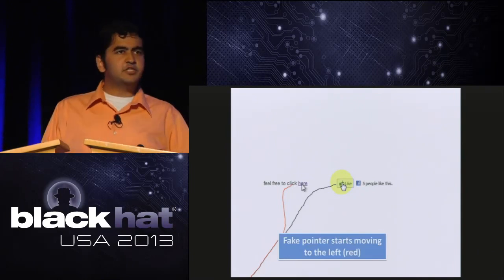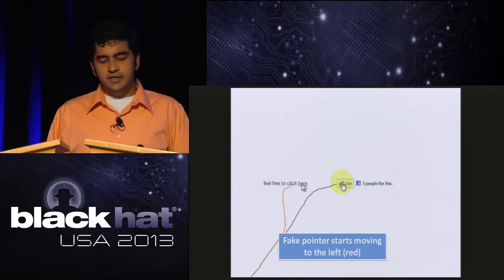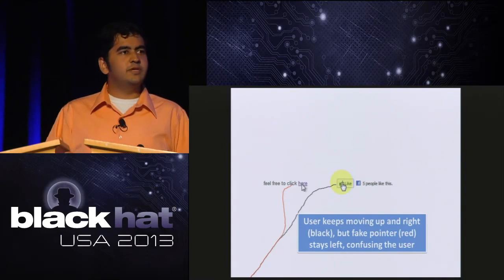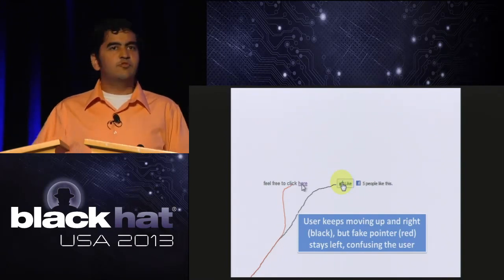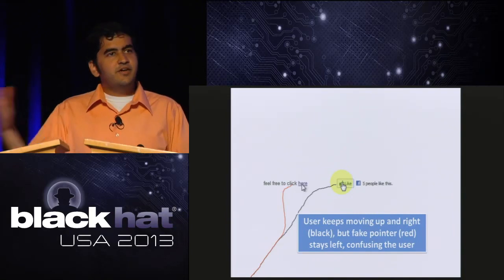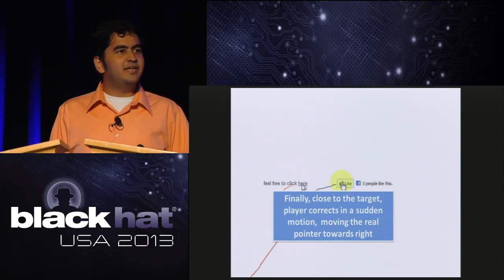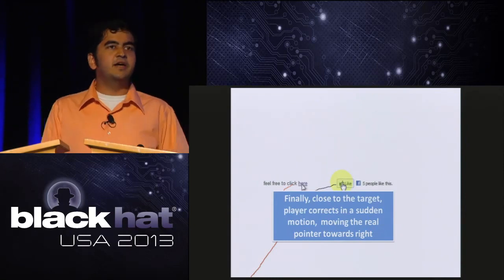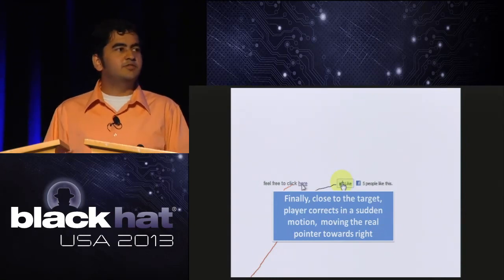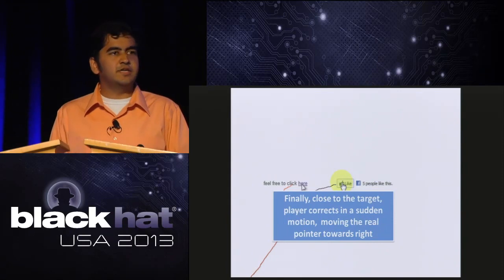Fake pointer starts moving slowly towards the left a little bit. This confuses the user. The user wants to keep moving up and right, but the fake pointer is moving towards the left. The user tries to move further towards the right to make sure that the fake pointer gets to the real position. This keeps going on, and when they're finally really close to the target, the user gets really annoyed at what is happening and quickly makes a sudden movement towards the right.